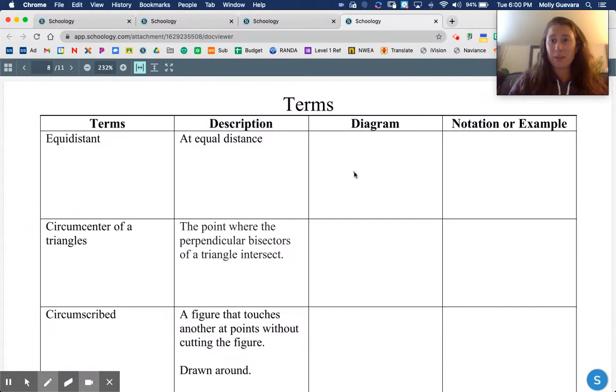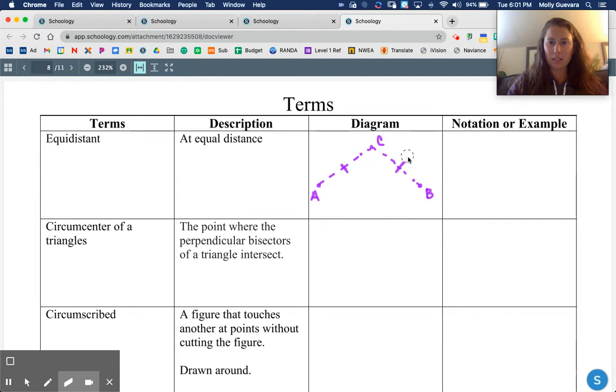So equidistant just means at equal distance. So two line segments, or the distance from something to two different things, is the same length. For example, if I have a point A and a point B, and then some other random point C, and the distance AC is the same as the distance BC, let's say that line and this line are the same. Remember, that little tick mark means equal. So those two distances are the same.